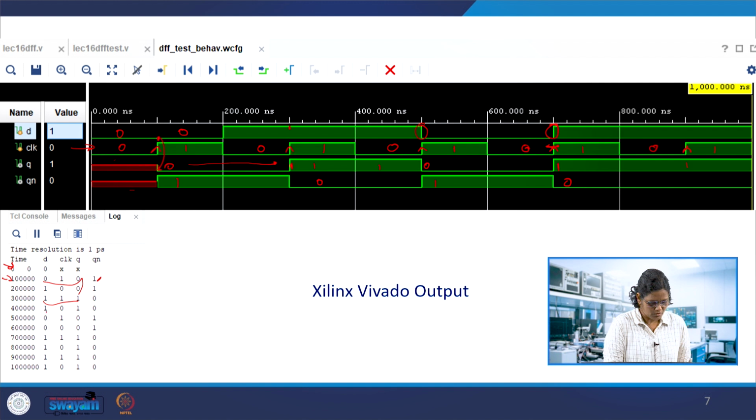Similarly at 400 there is no change over here, and this is maintained. At 500 it is checked again, and 0 is transferred here, and at 600 this is maintained. At 700 the change is again checked and maintained, and at 900 this is also checked and then maintained for the rest of the period.